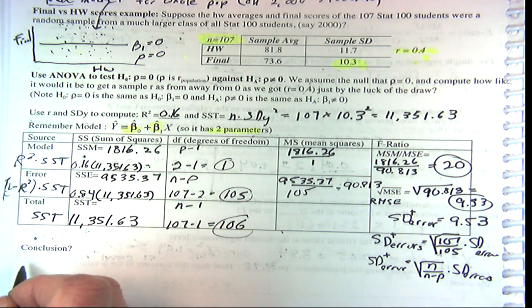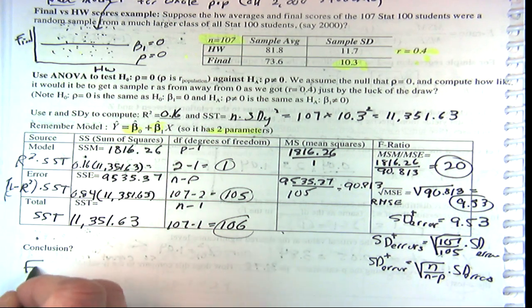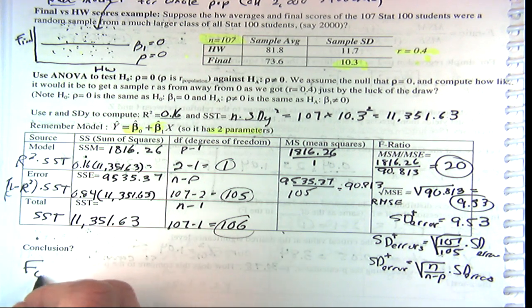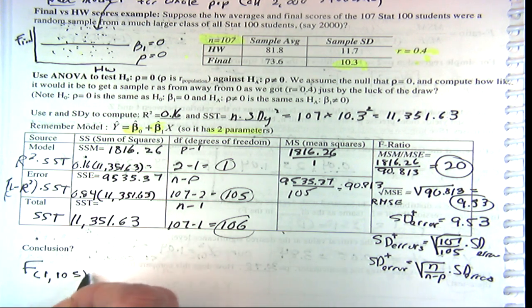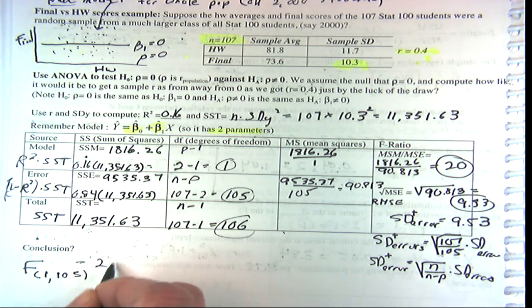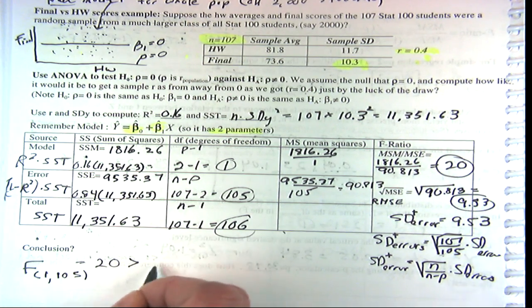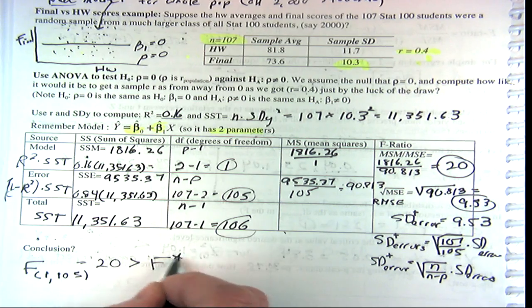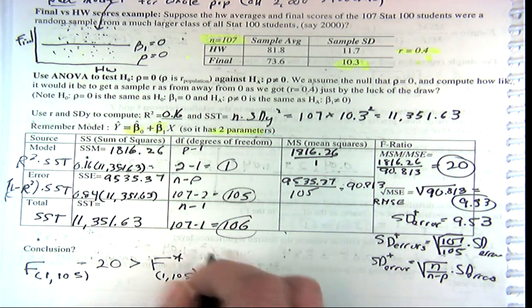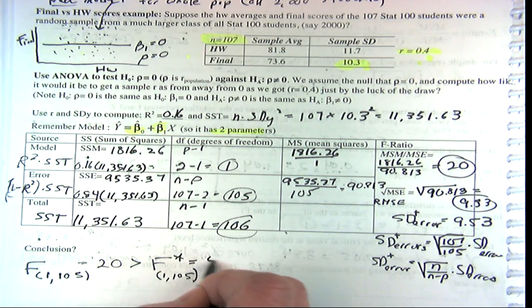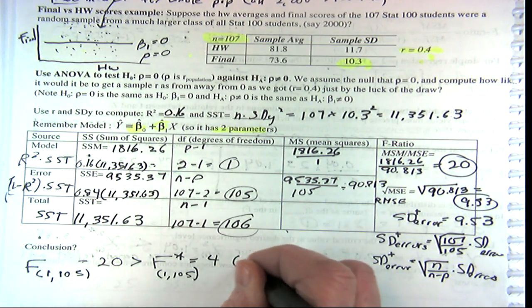That F with 1 degree of freedom in the numerator and 105 was equal to 20, and that's much greater than F star with 1 and 105. And F star was equal to 4 using the table.